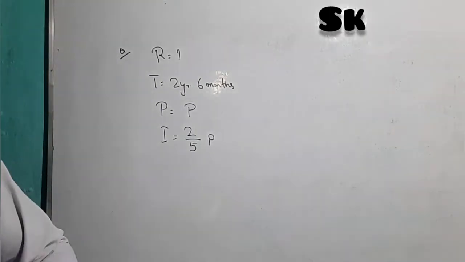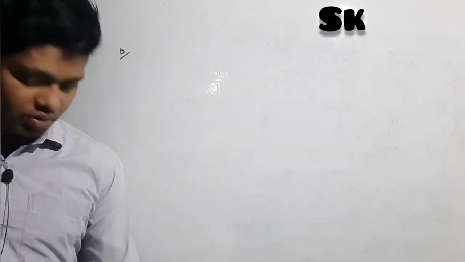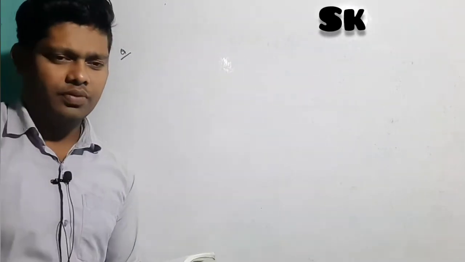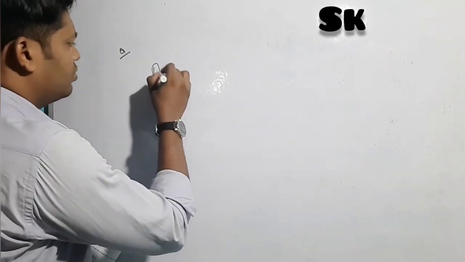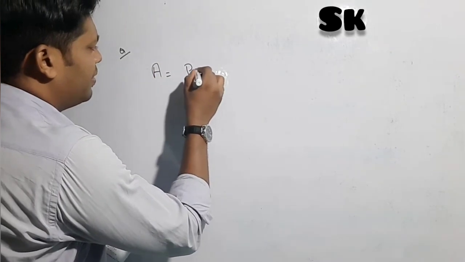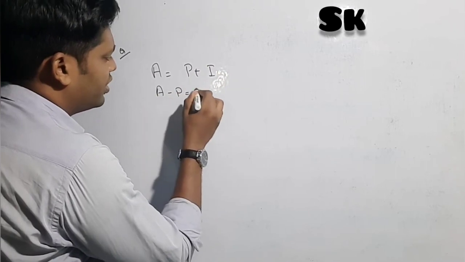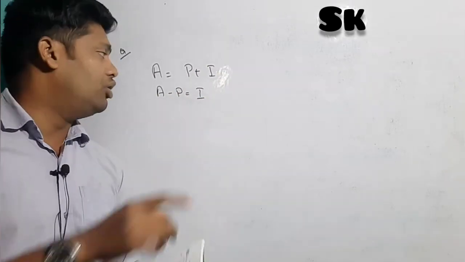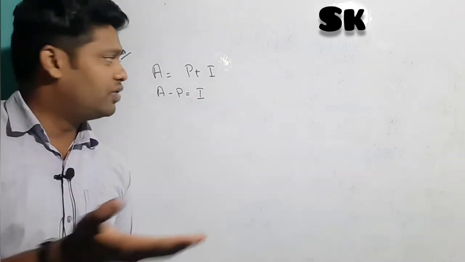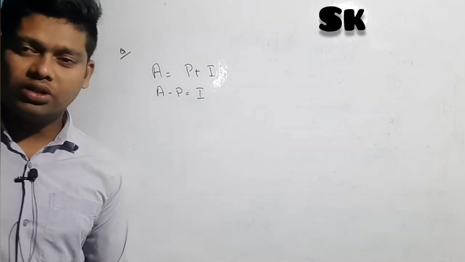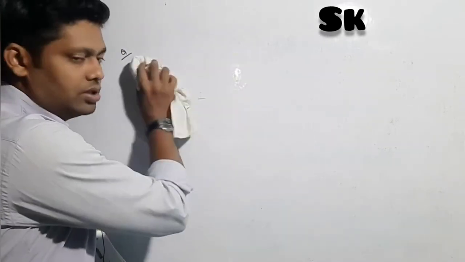One more sum. Formula is what? Amount is equal to principal plus interest. So if you want to find interest, amount minus principal gives you the interest. If you know the value of amount and the value of principal, only then is this formula applicable. Otherwise, from where will you get interest? If both are unknown, can you find interest? No. That is the reason. Next one.